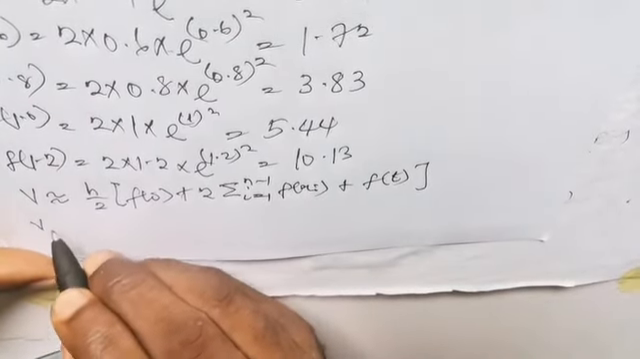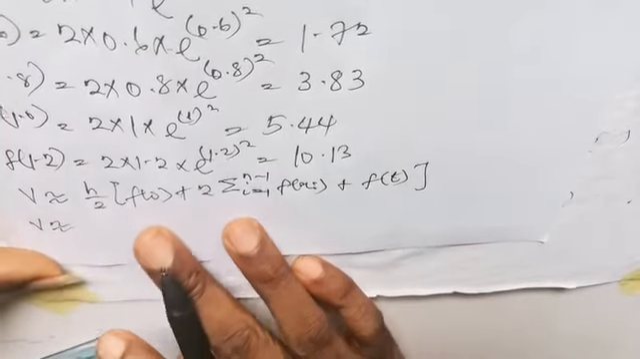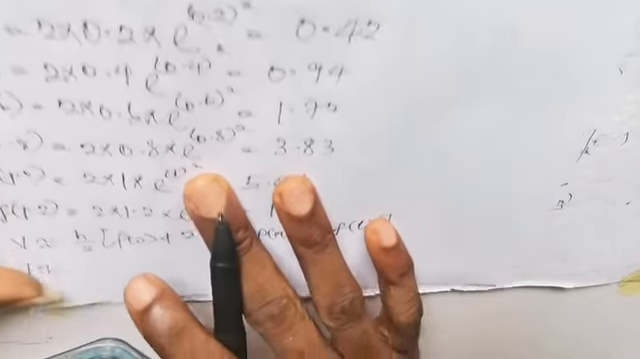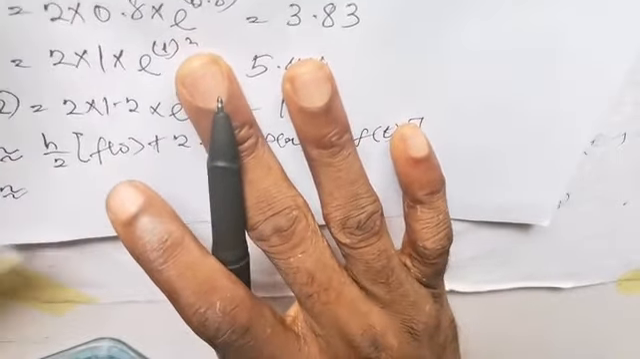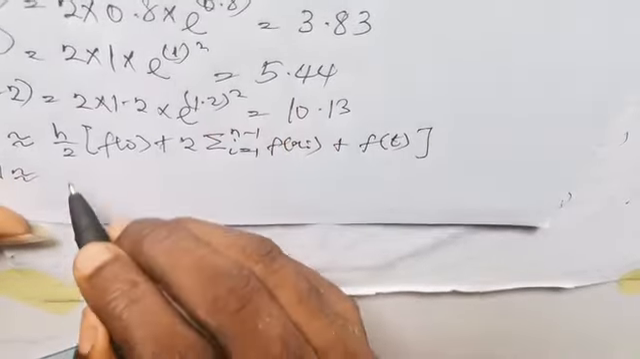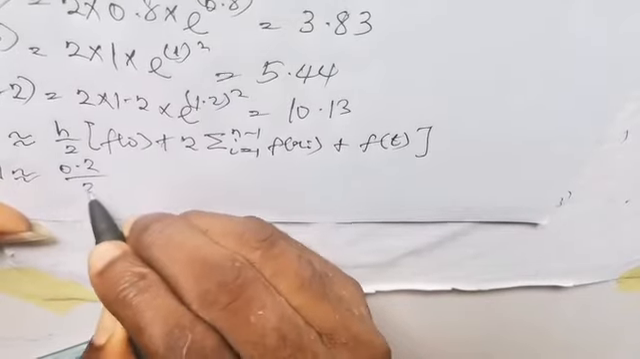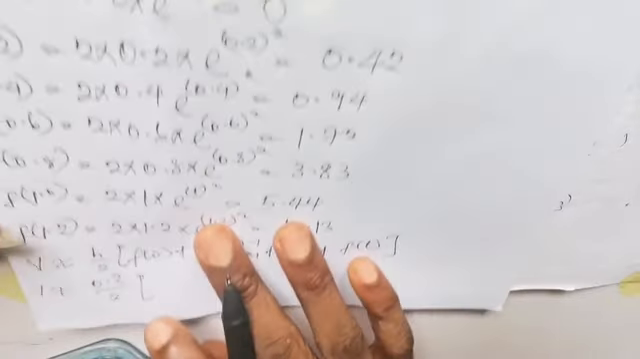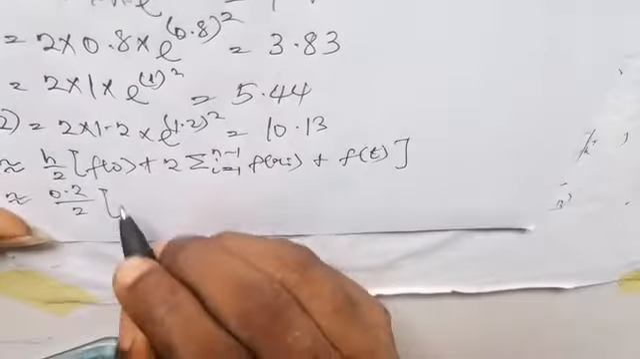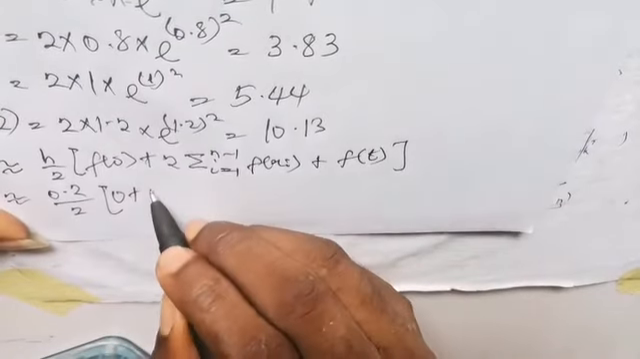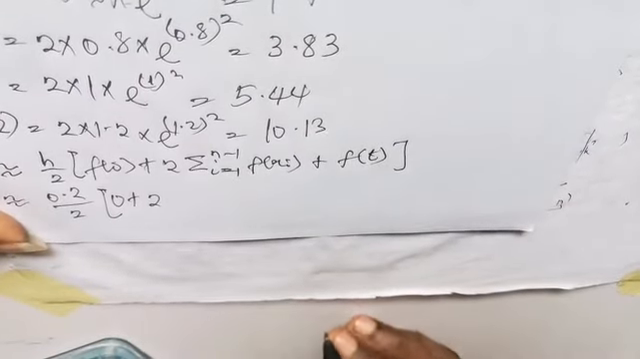So the velocity is equivalent to the interval width. Remember, we obtained h to be 0.2. That's the interval width. So we put it back into this equation: 0.2 all over 2, into f of 0, which gave us 0 earlier. So in place of f of 0 we have 0, plus 2 times the summation of the intermediate intervals.